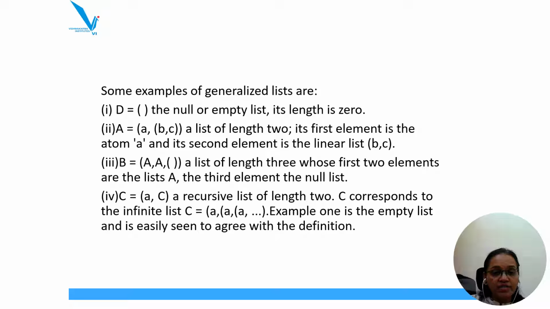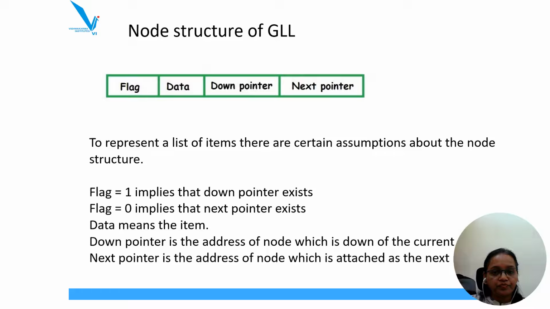If we replace this C with (a, C), it will look like this. C is equal to (a, C), and C will be replaced by (a, (a, ...)) and it will become an infinite list. Now example 1 is an empty list and it is seen to agree with the definition. So we can have the empty list also.